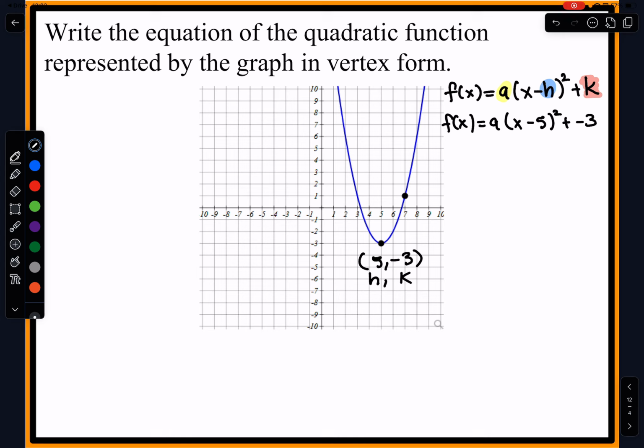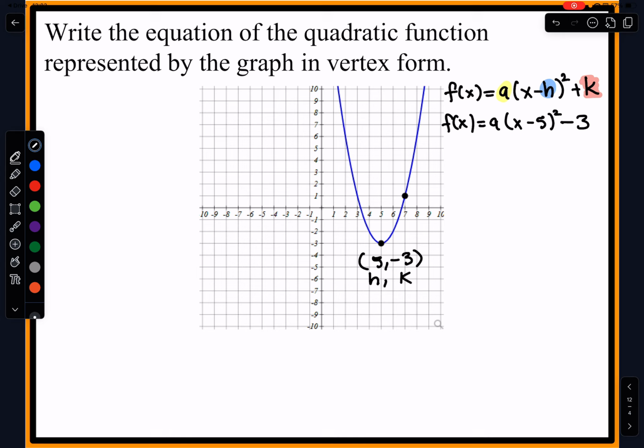And because we're adding negative 3, let me just rewrite this. I'm not going to write this as plus negative 3. I'm just going to write it as minus 3. So that's the proper form of adding a negative value, just simply saying we're subtracting the positive number. Now the only thing pending here is this value of a.